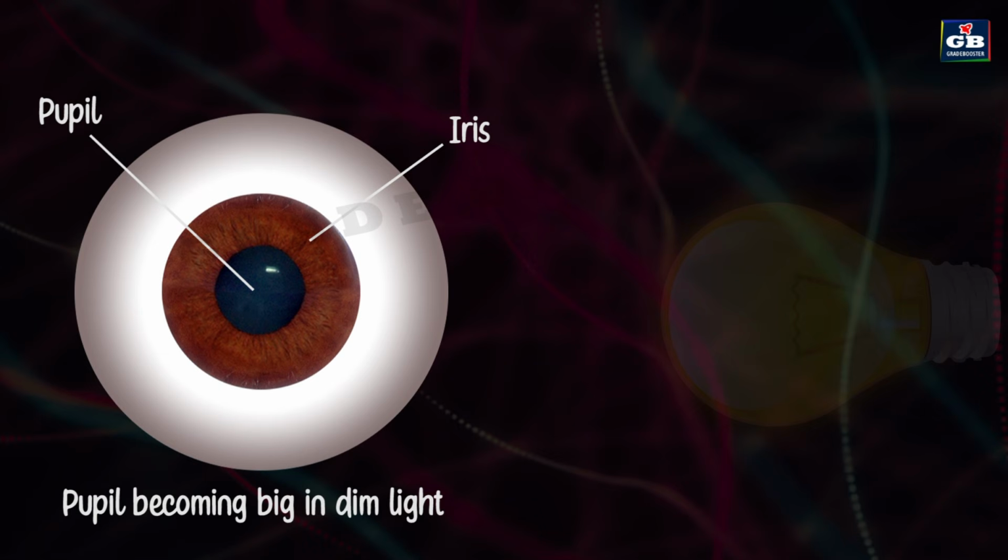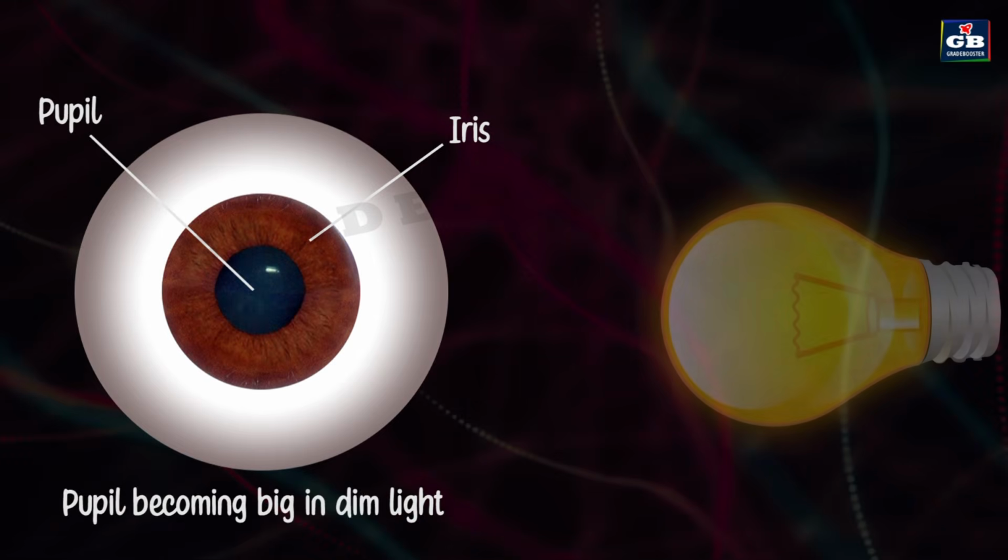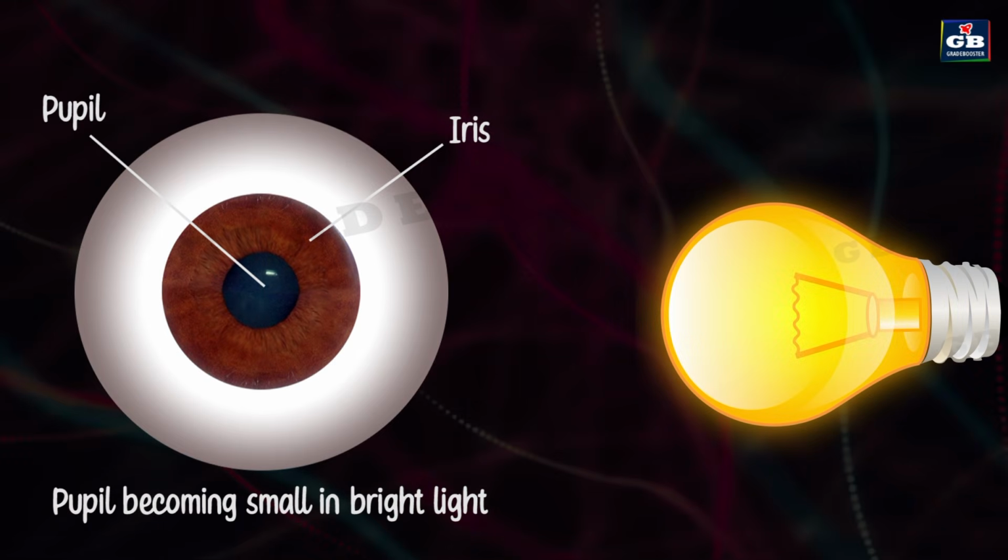In the same way, if very bright light enters the eye, the inner parts like the retina get damaged. So the pupil becomes very small and reduces the amount of light that enters the eye. So the size of the pupil is controlled by the contraction and relaxation of iris muscles. And this iris adjusts the size of the pupil.